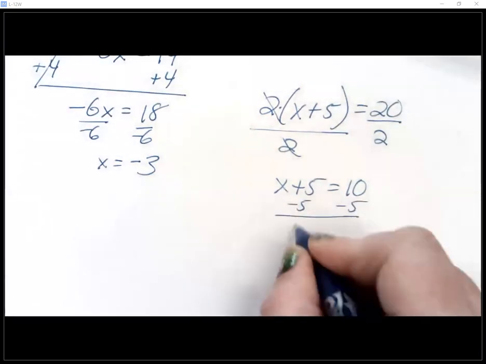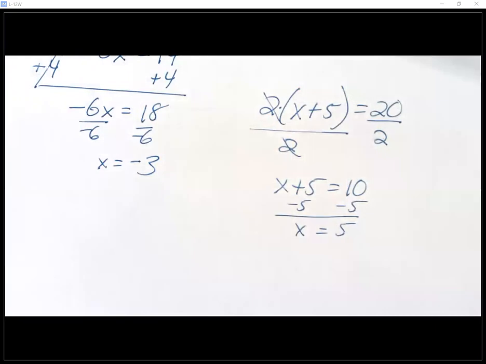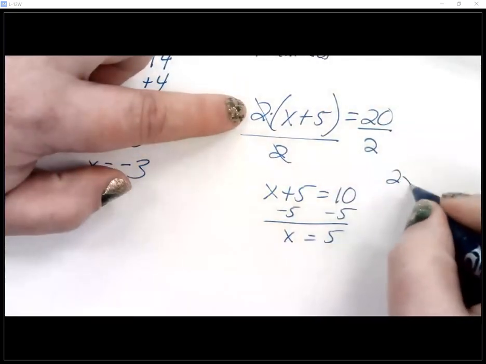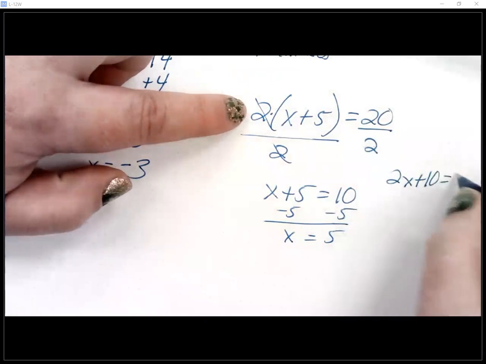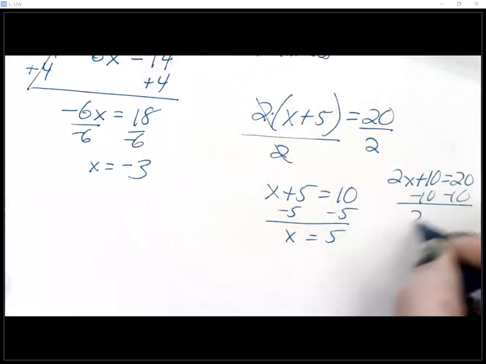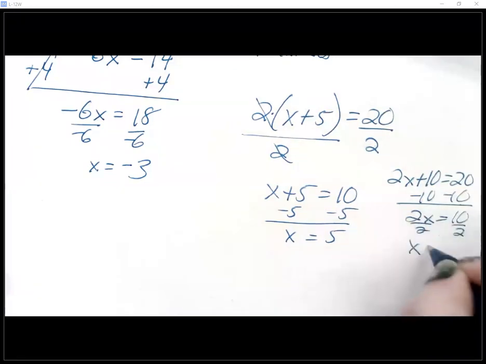Now, if you had distributed, you should have gotten the exact same answer that I did. It would have just looked a little bit different. So I'll do it real quick. If you distribute, you get 2x plus 10 equals 20. So you would start by minusing 10, minus 10. I get 2x equals 10, divided by 2, divided by 2. See, I end up with the same answer. So it's up to you whether you want to distribute first or not.